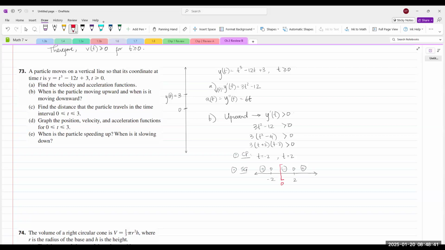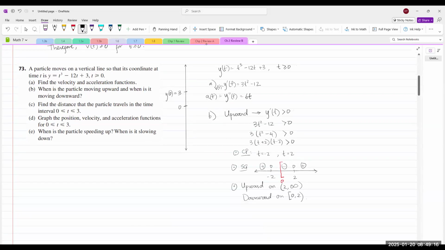Okay, so it is moving upward when the inequality is positive. So upward on the interval where it's greater than 0, on the interval 2 to infinity, and downward on 0 to 2. That's when it is negative. Okay, that's for part B.